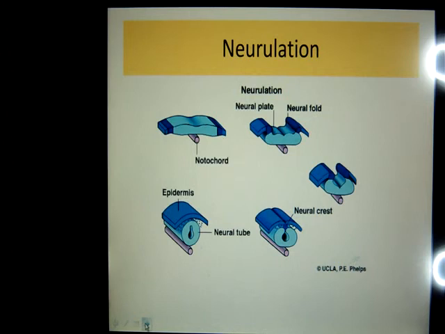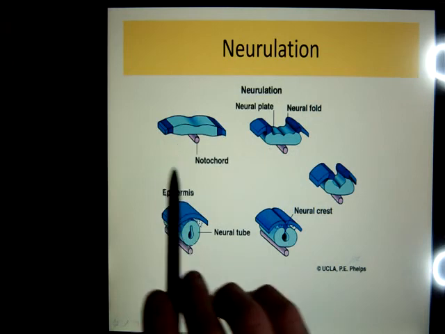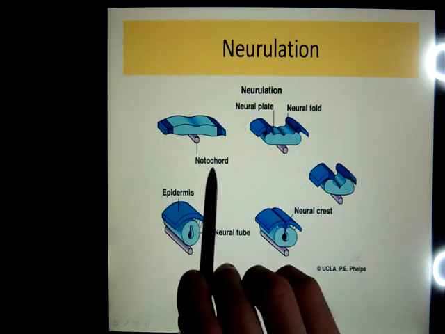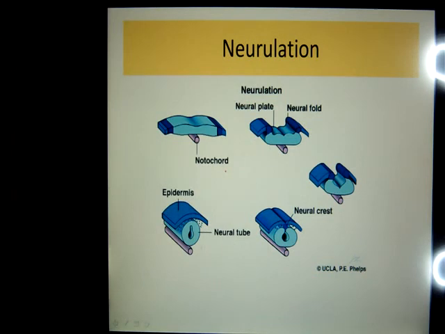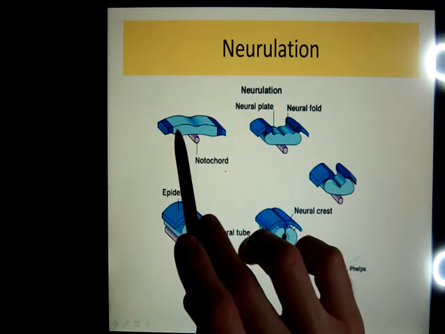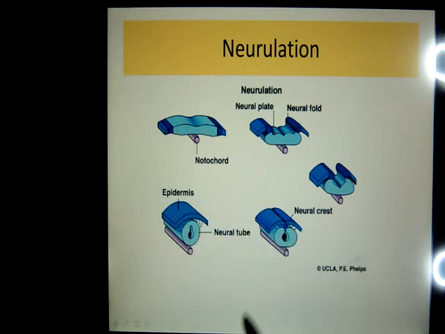Another important event that occurs not too long after this is neurulation. Neurulation is the development of your brain and spinal cord. Now this occurs in the ectoderm, the outer layer. Now what's going to happen is a structure called the notochord is going to develop in the mesoderm, the middle layer. Now the notochord is going to induce neurulation. It's going to cause neurulation. It's going to tell the ectoderm to fold over on itself.